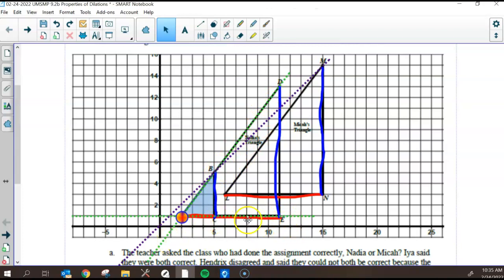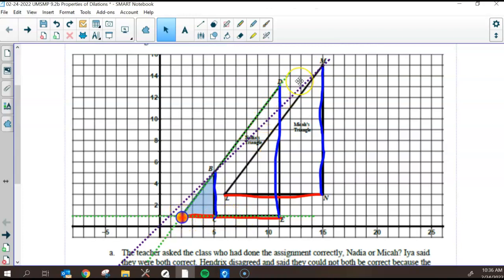E and C are corresponding parts. So I line up my ruler so that E and C are in the same line. Draw that line so when I move my ruler, I can still see it. And when I did that, I saw that this green line that connected D and B and this green line that connected E and C intersected right here.